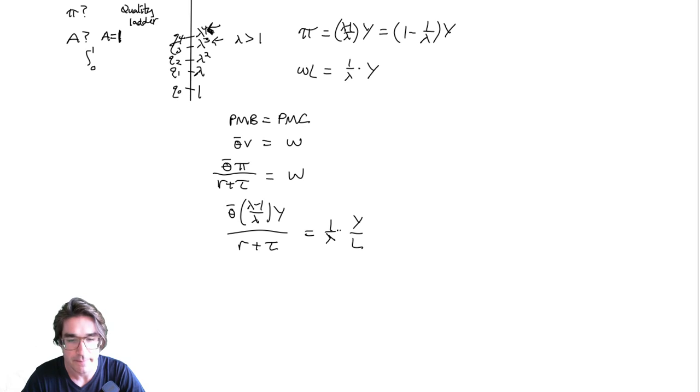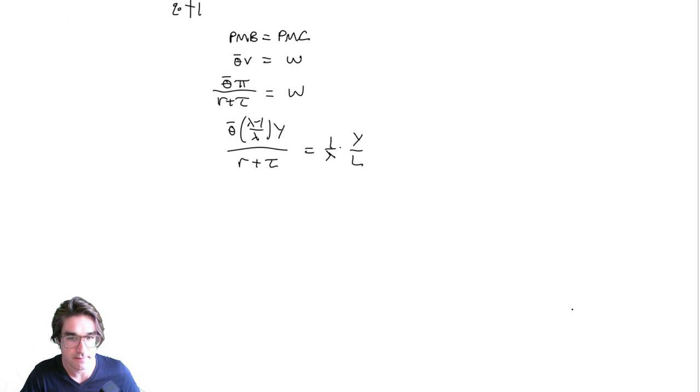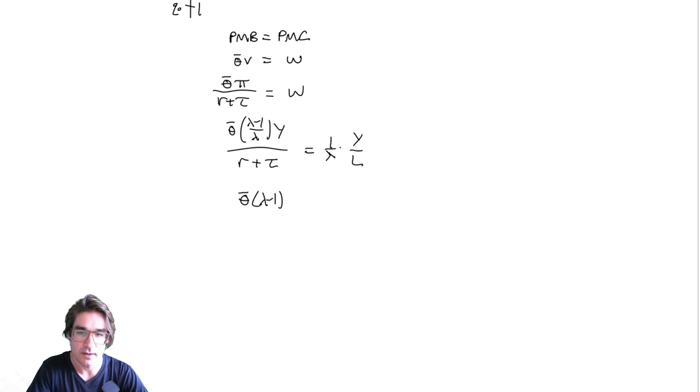Now things cancel as before. The lambdas are going to cancel a bit, this 1 over lambda, and the y's are going to cancel a bit. Then theta bar is left, and lambda minus 1 up top is left.